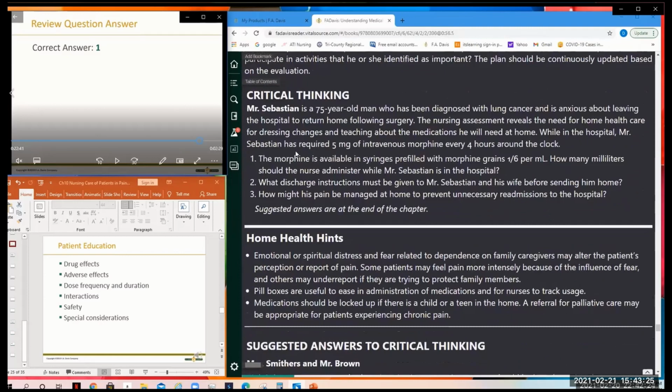Critical thinking. Mr. Sebastian is a 75-year-old man who has been diagnosed with lung cancer and is anxious about leaving the hospital to return home following surgery. The nursing assessment reveals the need for home health care for dressing changes and teaching about the medications he will need at home. While in the hospital, Mr. Sebastian has required 5 milligrams of intravenous morphine every 4 hours around the clock.